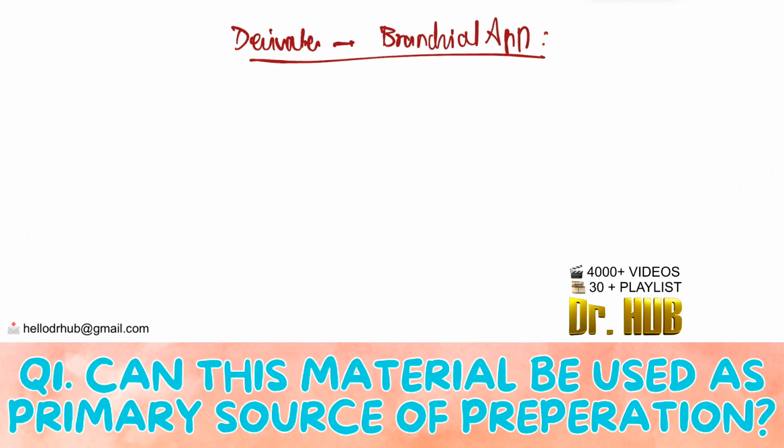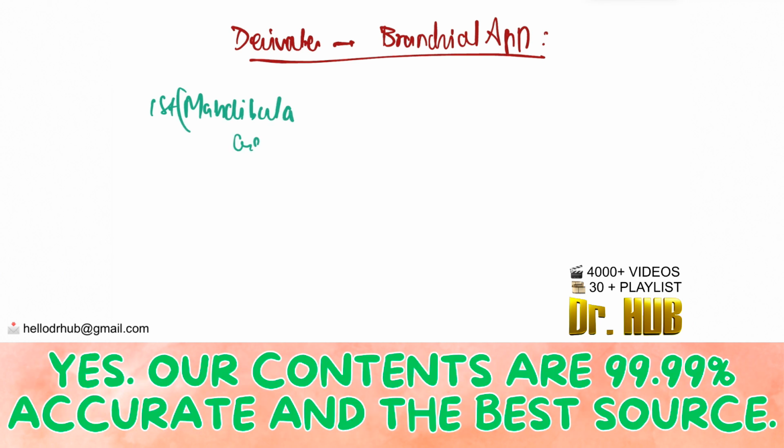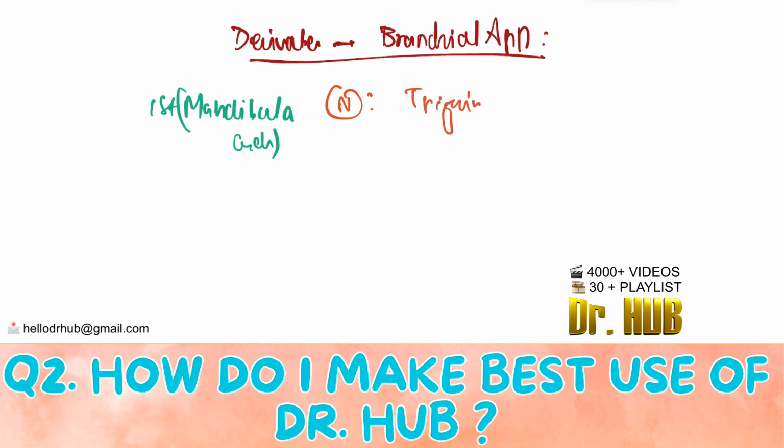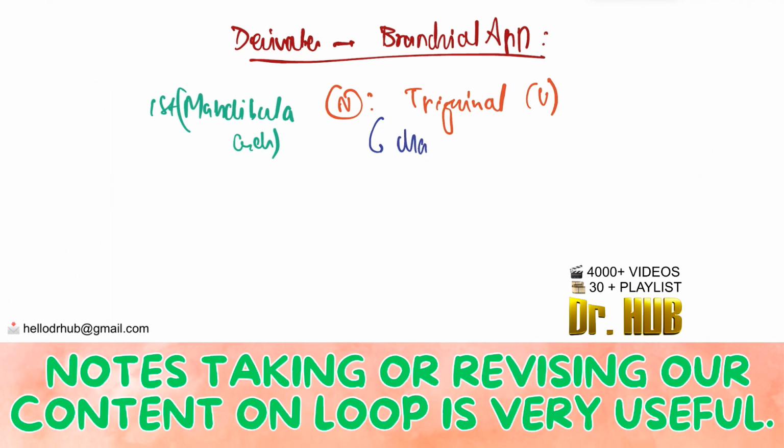To start off with, the first mandibular arch. The nerve which is accompanying the first arch will be the trigeminal, which is nothing but the fifth. This will include the presence of the maxillary as well as the mandibular divisions.